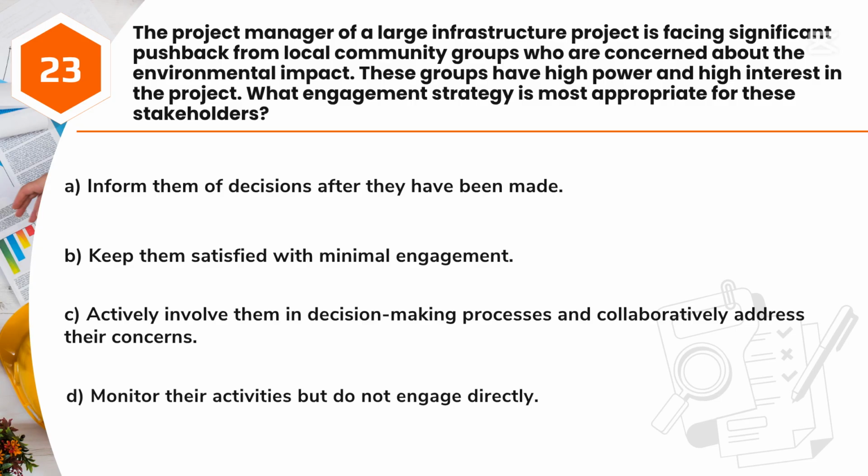Question 23. The project manager of a large infrastructure project is facing significant pushback from local community groups who are concerned about the environmental impact. These groups have high power and high interest in the project. What engagement strategy is most appropriate for these stakeholders? A. Inform them of decisions after they have been made. B. Keep them satisfied with minimal engagement. C. Actively involve them in decision-making processes and collaboratively address their concerns. D. Monitor their activities but do not engage directly.